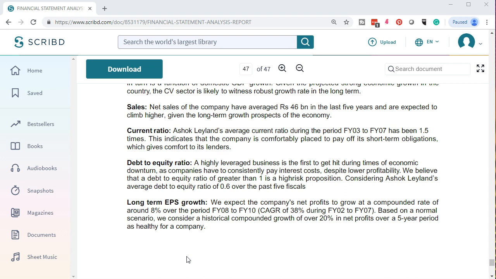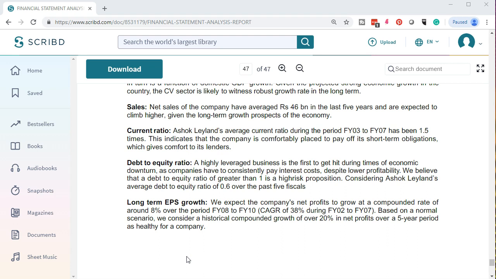Current ratio. Ashok Leyland's average current ratio during the years 03 and 07 has been 1.5 times. This indicates the company is comfortably placed to pay off its short-term obligations, which gives comfort to its lenders.